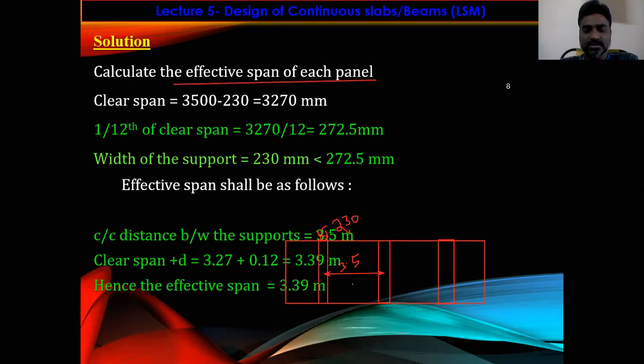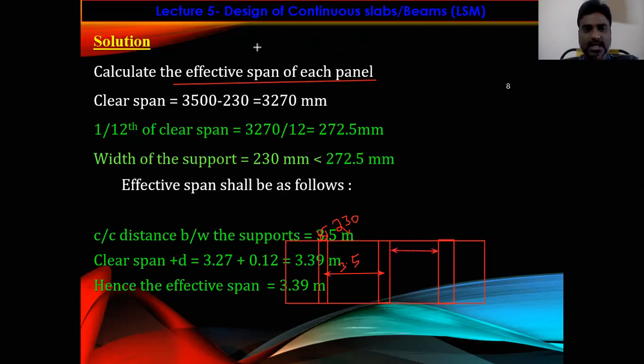Here, for each panel, I told that the panel is nothing but this one is one panel. This is one panel, and this is also one panel. This is one panel, right? So, clear span is nothing but what? The inner to inner distance between the supports. That means the distance from here to here.